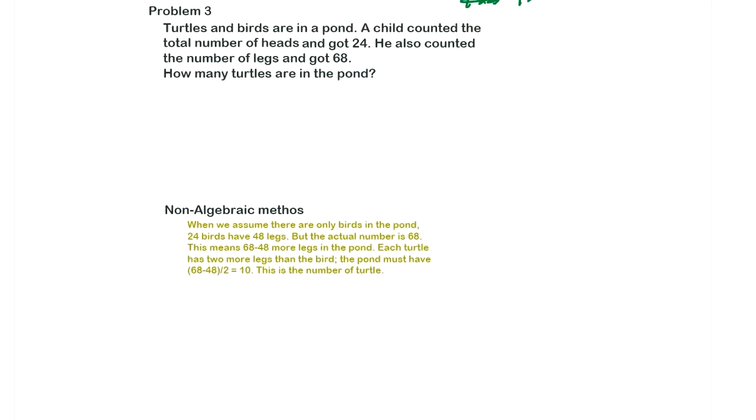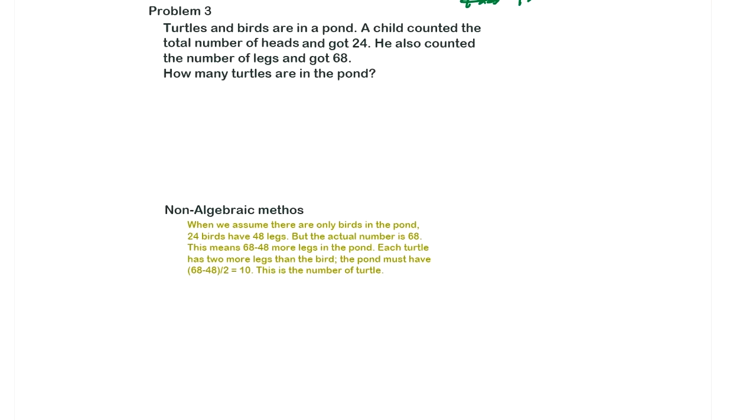Now, this is my favorite problem, okay? This problem is given to the 6th grade of elementary school in Japan before they graduate, before they learn algebra. Okay? So, turtles and birds are in a pond. A child counted the total number of heads and got 24. He also counted the number of legs and got 68. How many turtles are in the pond?